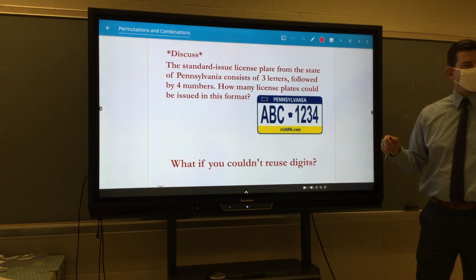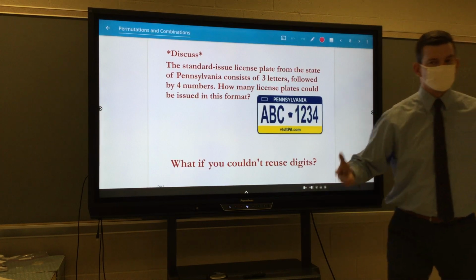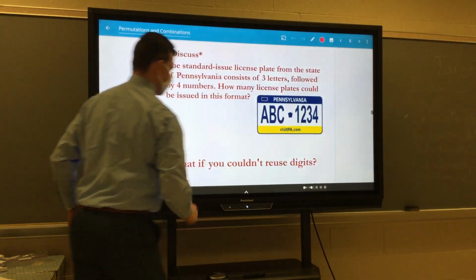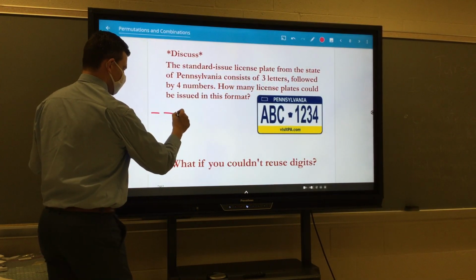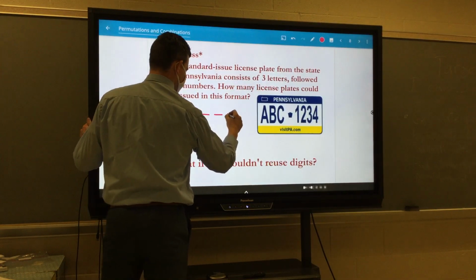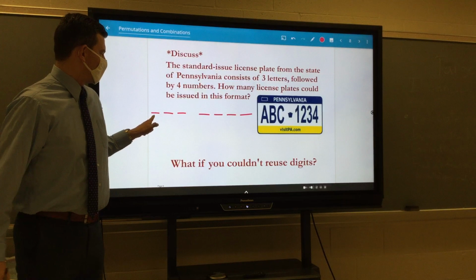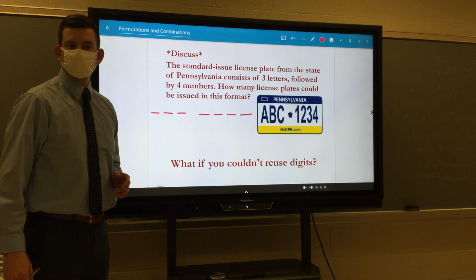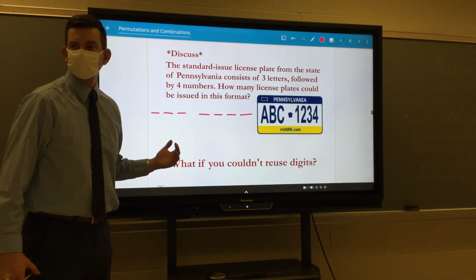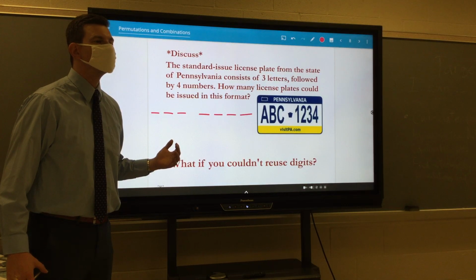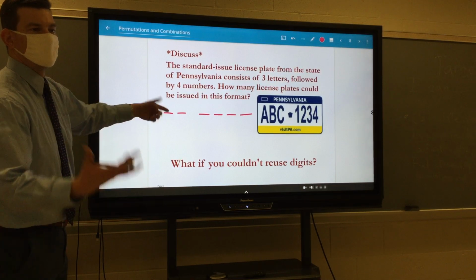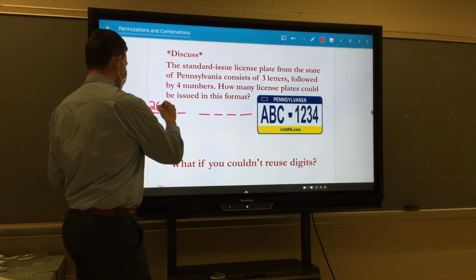Well, this is kind of like that uniform problem, where let's look at the number of possibilities that we have for each slot. These are letters, these are numbers. So we have this format: letter, letter, letter, number, number, number, number. For this first letter, how many different options do we have? The first character, I should say. It could be A, it could be B, it could be C. 26, yeah. We have 26 different letter options.